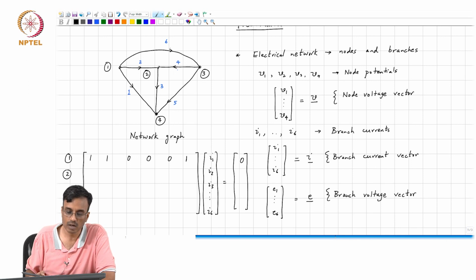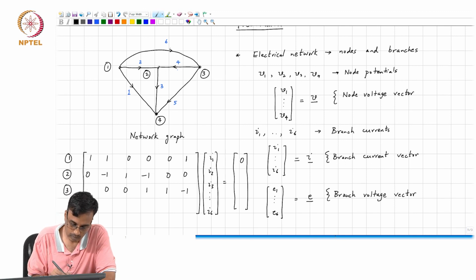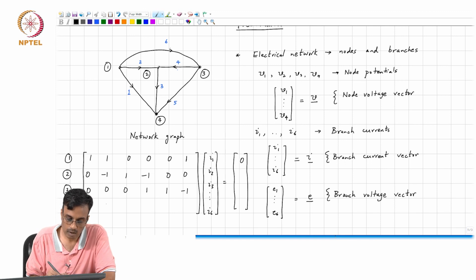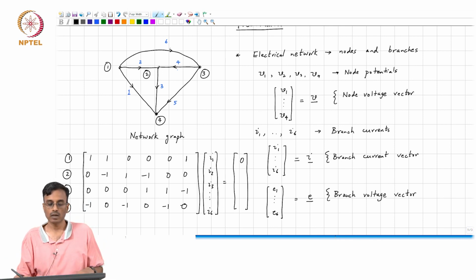We do this at the second node, and we will see that the row is -1, 0, and for branch 3 it is +1, 4 is -1, 5 and 6 are 0. And similarly, at node 3, we see that 4 is +1, 5 is +1 and 6 is -1. And at node 4, we have -1, 0, -1, 0, -1 and -1, for branches 1, 3 and 5. Sorry, yeah, okay, all right.